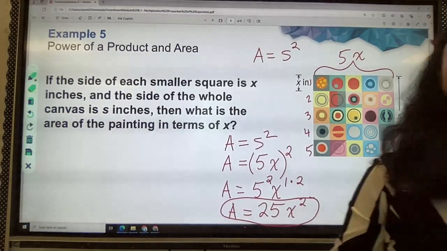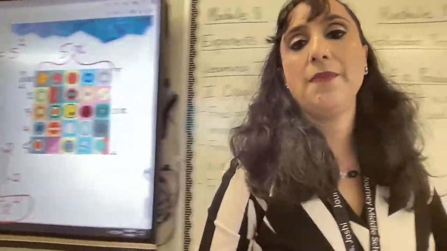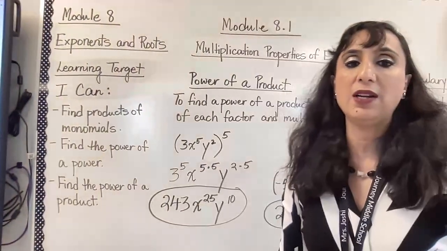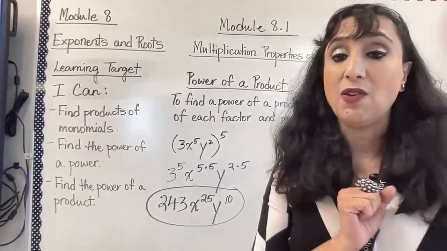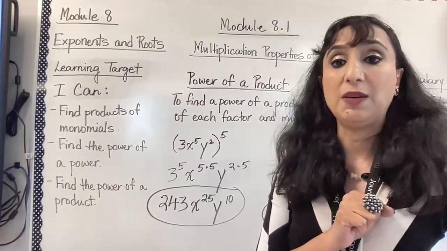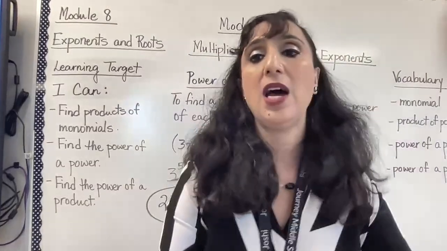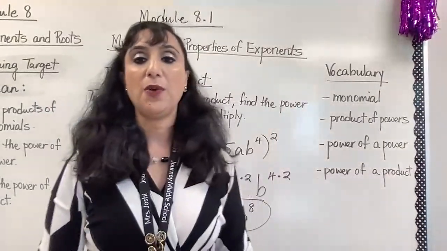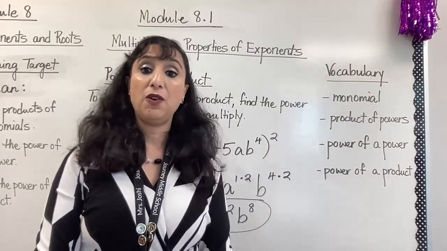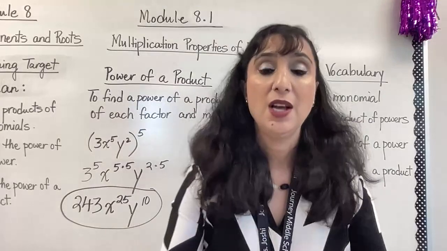Okay? And that's basically what this entire lesson is about. So yeah, just remember, you know what a monomial is. There can be only one term, right? And then you're finding the power of a power, the power of a product. And so these are all the vocabulary words that we focused on. You know, the product of powers, power of a power, power of a product, okay? And that is what the multiplication properties of exponents are all about.